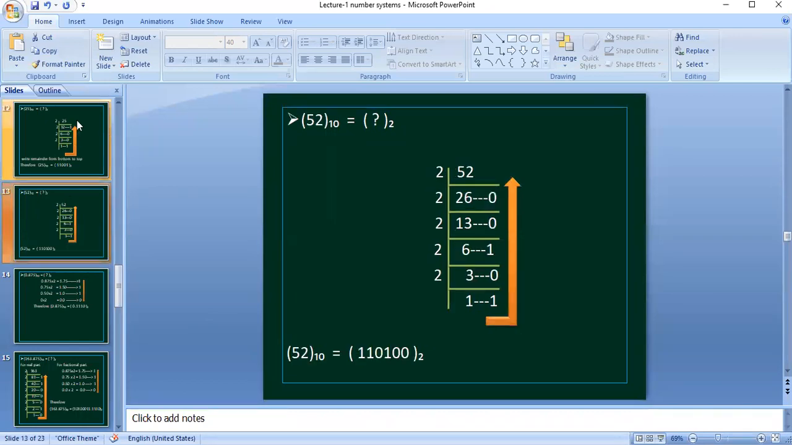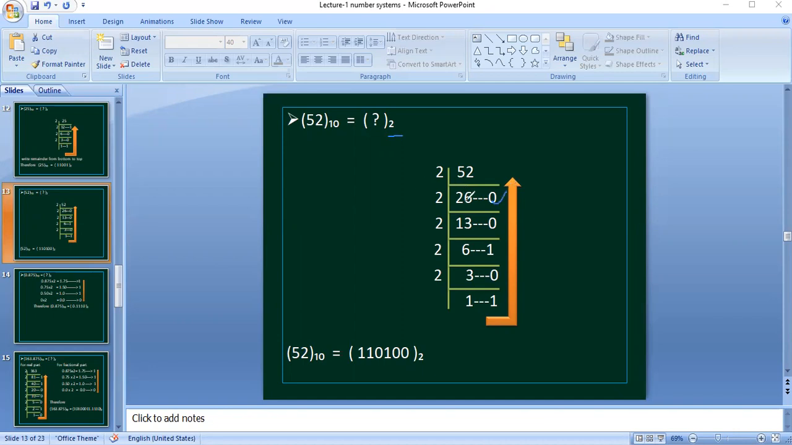In a similar way, I'm taking one more example: 52 base 10. You have to convert this decimal number into binary. We divide the given decimal number by the destination radix, which here is 2, and write the remainders at the right side.